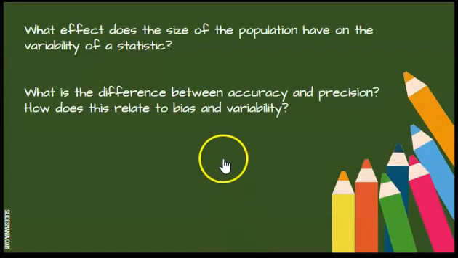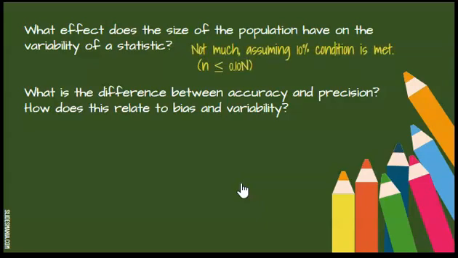All right, what effect does the size of the population have on the variability of a statistic? Well, really, it has very little effect. Not much effect at all. Assuming the 10% condition is met. Remember, we did that in Chapter 6, that the sample is less than 10% the size of the population. As long as that's true, the size of the population does not affect the variability.